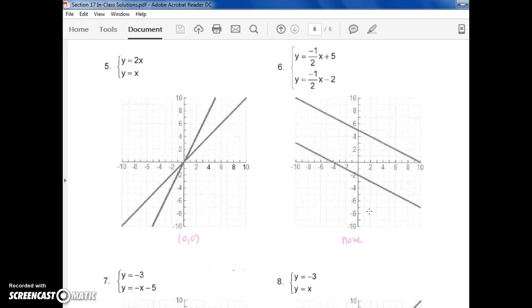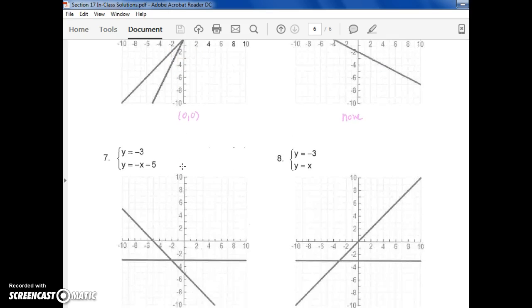So there is none. I kind of like number 5 because we look at the y-intercepts. There is no y-intercept in this case. We call it 0. So we have y equals 2x plus 0, and we have y equals x plus 0. Those two graphs will intersect at the origin. Kind of a neat thing.